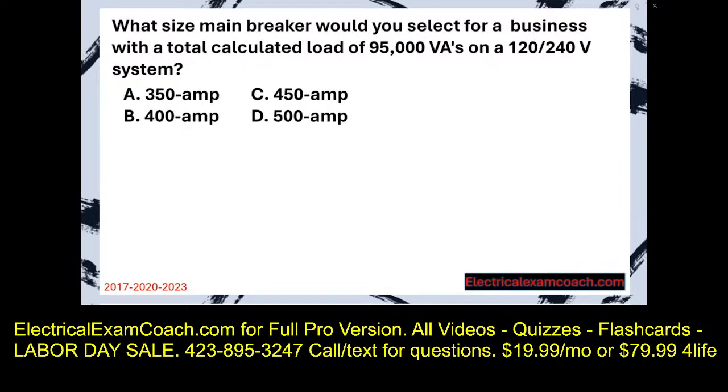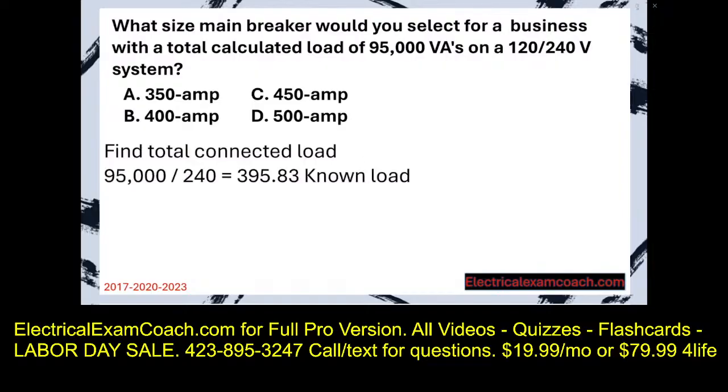What size main breaker would you select for a business with a total calculated load of 95,000 VAs on a 120/240 volt system? Step 1, find our total connected load. They've already performed the load calculation for us, so all we have to do is divide by the system voltage. We end up with 395.83, and we would round up to 396.